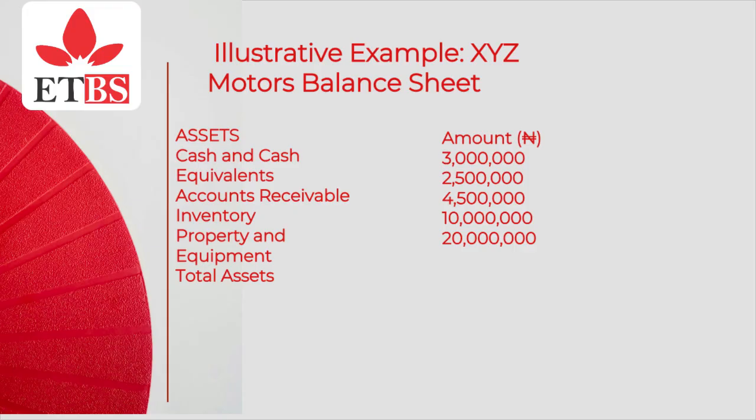We will use liabilities and equity in our table. 1. Amount in naira. 2. Accounts payable 2,000. 3. Bank loan due in 2 years 5,000. 4. Share capital 7,000. 5. Retained earnings 6,000. 6. Total liabilities and equity 20,000. 7. Note that assets equal liabilities plus equity: N20,000 equals N7,000 plus N13,000.